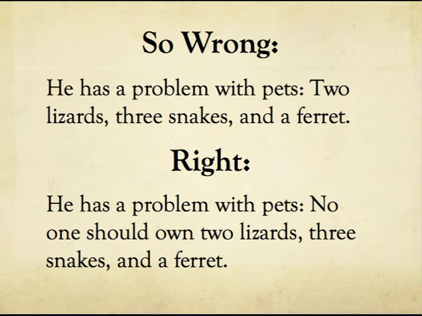Of course, there are ways you can really mess this up. Look at my so wrong sentence. He has a problem with pets: 2 lizards, 3 snakes, and a ferret. Well, that may indicate a problem, but it's not a complete sentence. The second example is the right one. He has a problem with pets: no one should own 2 lizards, 3 snakes, and a ferret.